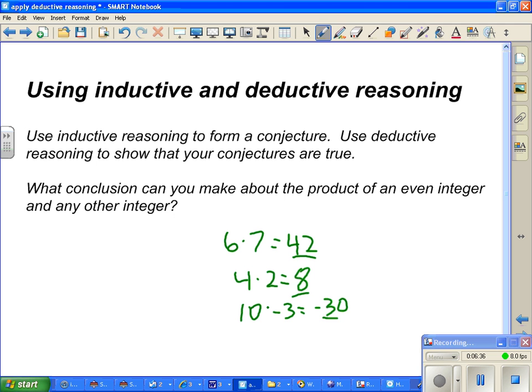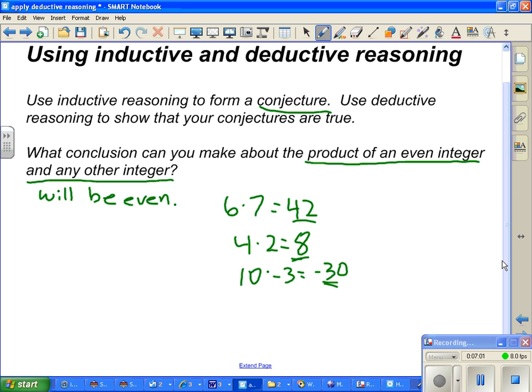That they're even, correct? So my conjecture here is that the product of an even integer and any other integer will be even, right? That's what I'm seeing here. Now, how do I show that using deductive reasoning? Well, it can be a little tricky, but it shouldn't be too bad.